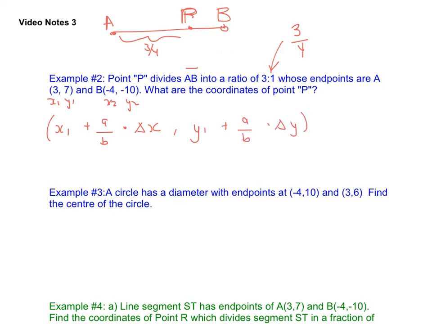So the first thing you're going to do is find your changes in x and changes in y. So x2 minus x1, x2 is -4 minus 3, so -4 minus 3 gives me -7.